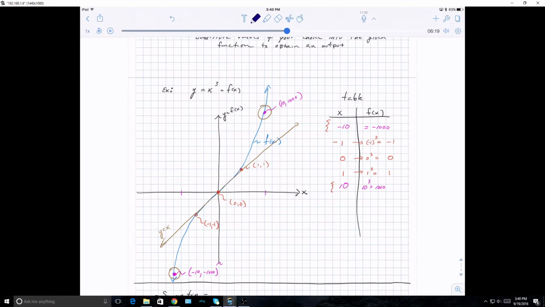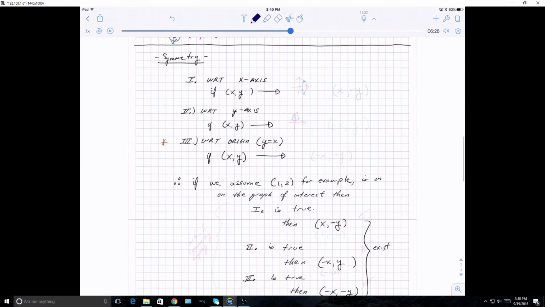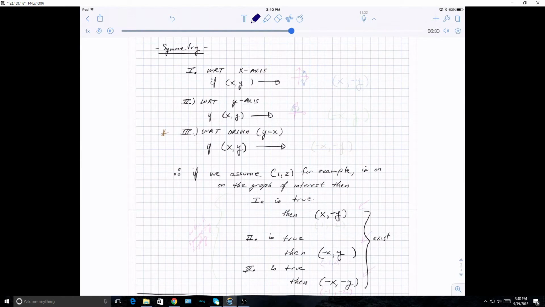And what we call this is the third step here. If I go down to symmetry, then what we just talked about was symmetry with respect to the origin, or y equals x. So if we know that there's a point x, y on the graph, then we also know that its negative counterparts are also on the graph.